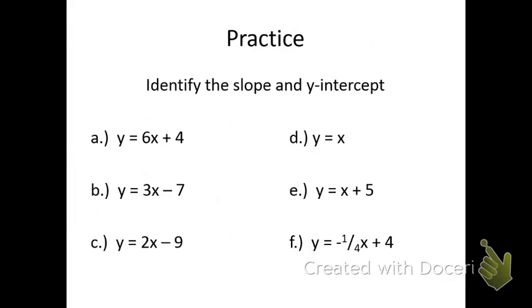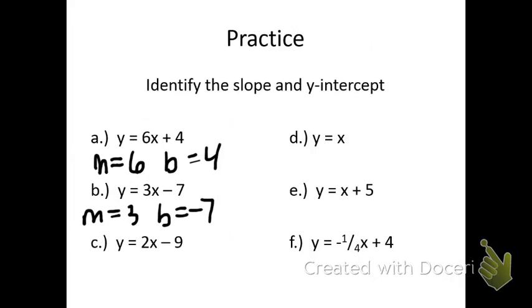Alright, here's a couple little practice. Identify the slope and y-intercept. Well, let's look at a few of these. Y equals 6x plus 4. My m on this one would be the 6, and my b would be the 4. M is slope, b is y-intercept. Let's look at b. M is 3, b is negative 7. Now go ahead, pause, see if you can answer these last 4 on your own.